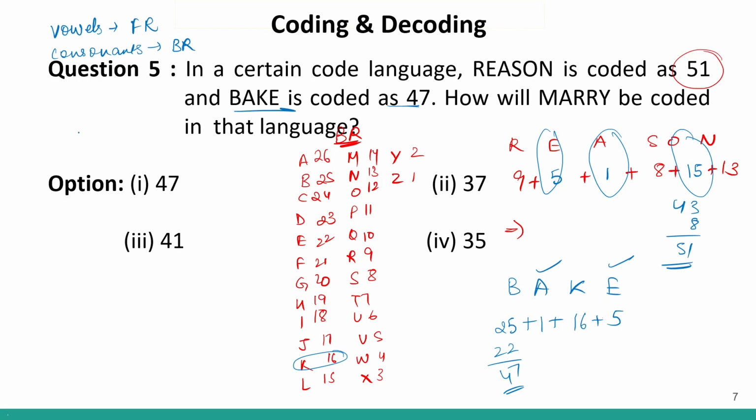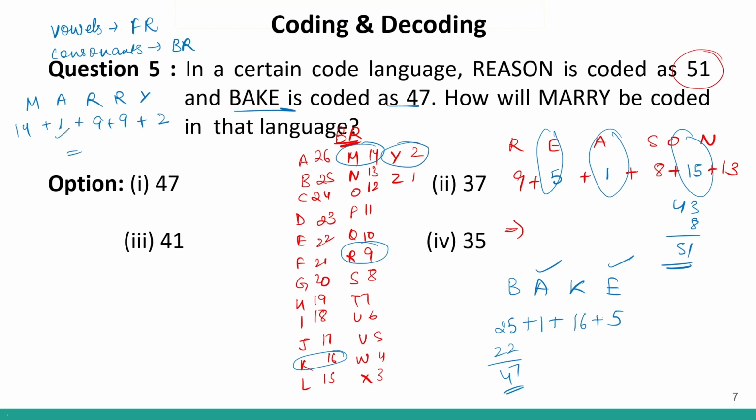So we will do the same thing for marry. One vowel is there, which is A, so we will take 1. And for the rest, we will use backward ranks. For M, the backward rank is 14. And for R, the backward rank is 9. So 9 plus 9 plus Y, the backward rank is 2.